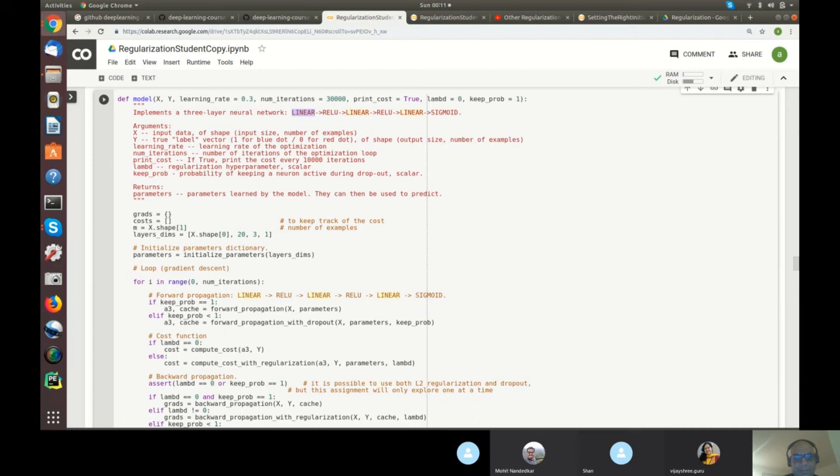between the input and 20. And then we have a ReLU function. Then we have another layer between 20 and 3. Then we have another ReLU function. Then we have another layer between 3 and 1. 3 layers. And then at 1, we have a sigmoid function.